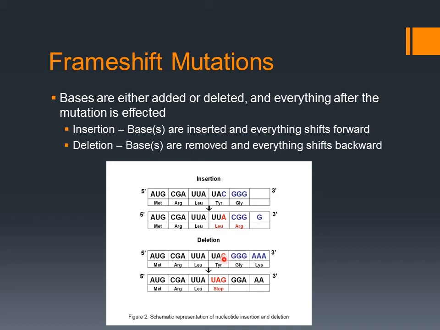And then down here, this is a deletion where this cytosine is deleted and it ends up shifting everything after it back. And so when we shift these letters back, we end up having UAG here, which you might recognize again is a stop codon. So that's a premature stop codon, and that's a big change to the protein.